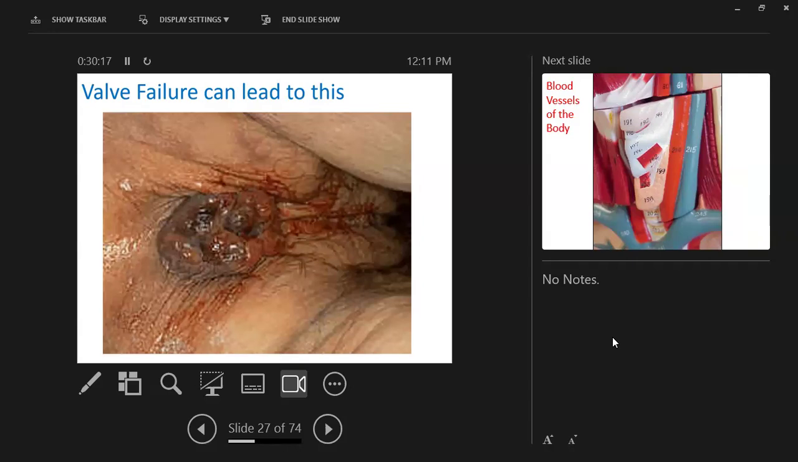But people that have hemorrhoids have a great deal of discomfort when they sit, just like someone with varicose veins has a great deal of discomfort when they stand because the blood's not getting back. So I always wait till after lunch to show this picture too.